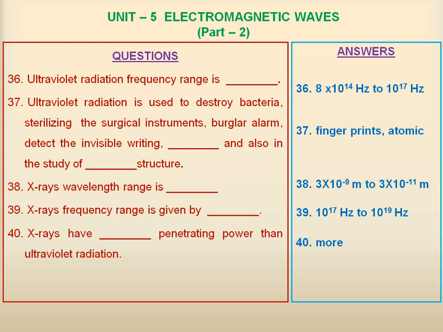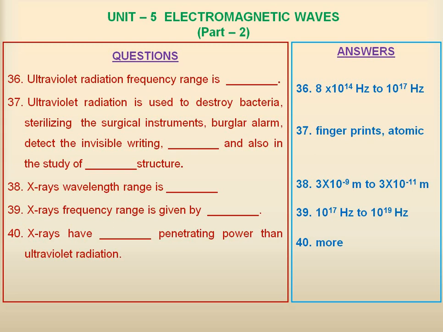Question number 36. Ultraviolet radiation frequency range is given by the value 8 into 10 power 14 Hertz to 10 power 17 Hertz. Question number 37. Ultraviolet radiation is used to destroy bacteria, sterilizing the surgical instruments, burglar alarm, detect the invisible writing, fingerprints, and also in the study of atomic structure.